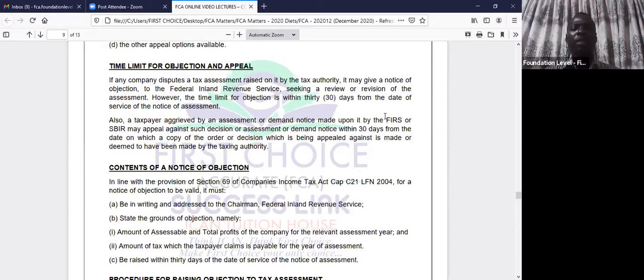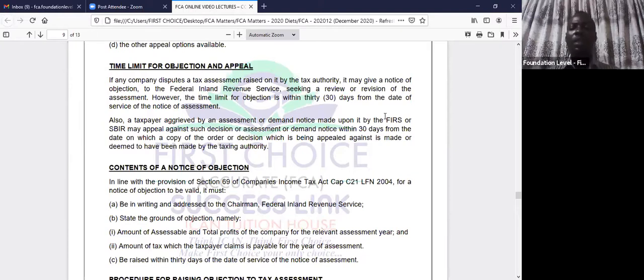So you must state all the grounds of objection. You must state them in writing, okay? Then you have to address this letter to the chairman of the Federal Inland Revenue. Now, as you are doing that, you need to add certain things in your notice of objection.